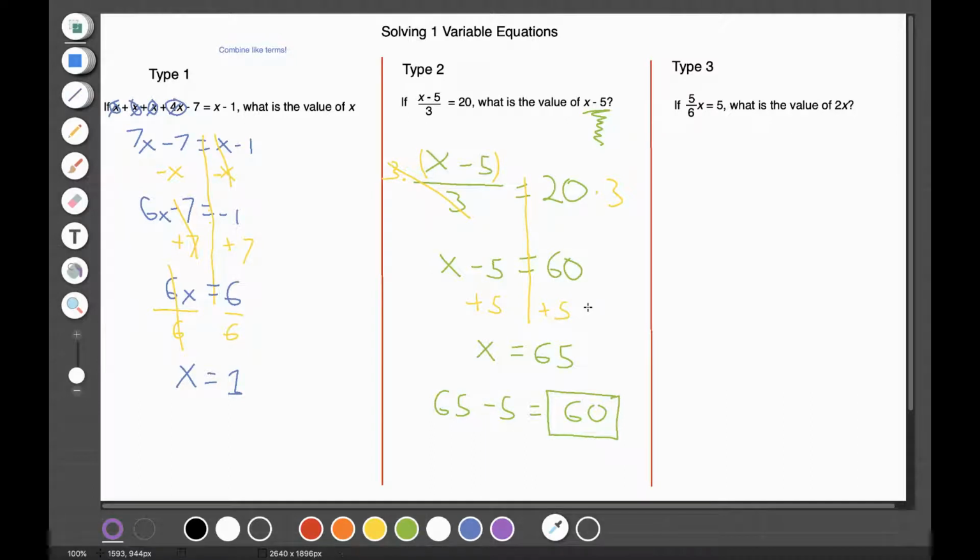Okay, on to the third part, and this one is by far the most common missed problem when it comes to solving equations: when you have a fraction that's being multiplied. So let's just read the problem. If 5 over 6x equals 5, what is the value of 2x? Most people see this and immediately think, forget it, I don't even know, because there's a fraction. Don't freak out by the fraction, but there are some possibly new things you do need to be aware of for how you solve this problem.